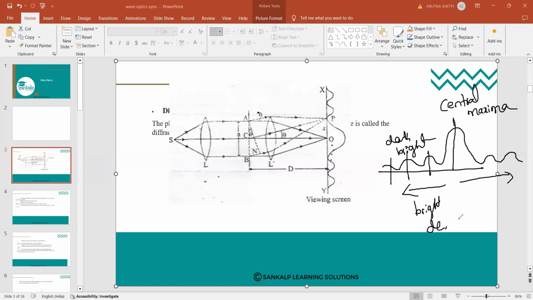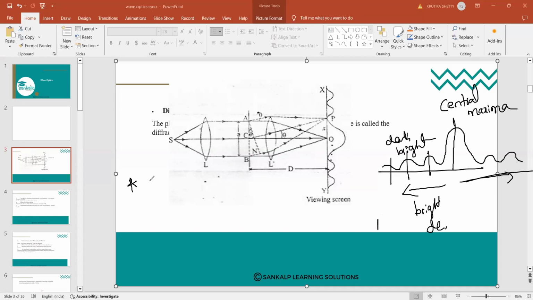Okay, the intensity of the bright fringes decreases gradually from the central maxima. So the intensity of the bright fringes keeps decreasing when you go away from the central maxima. But the intensity of the dark fringe increases. So remember, these are the points you need to remember.